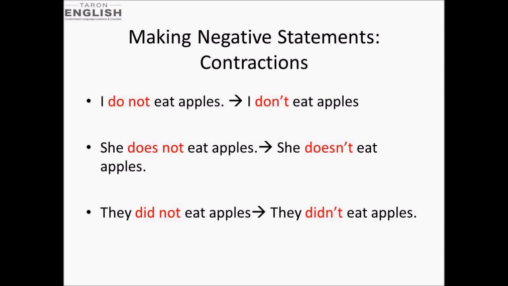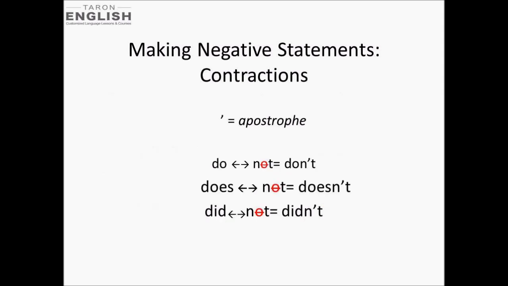In general, a contraction refers to taking two words and making it into one word. Do not becomes don't, does not becomes doesn't, did not becomes didn't. In English, for negative statements, we combine the words do and not, but we erase the letter O and replace it with a mark called an apostrophe. The same is true with doesn't and did not, didn't.